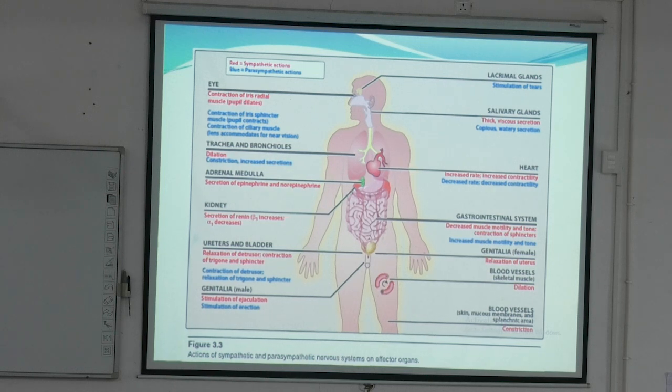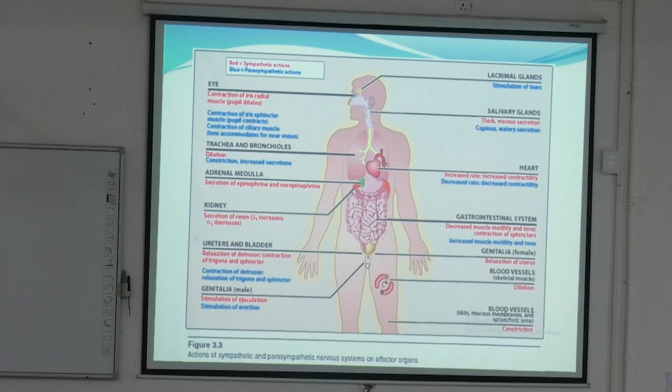the parasympathetic innervation. So when there is parasympathetic stimulation, there is more secretion from the bronchi. But less secretion occurs when there is sympathetic stimulation. In the adrenal medulla, there is secretion of epinephrine and norepinephrine, with no parasympathetic innervation. In the kidney, the same thing, secretion of renin occurs due to sympathetic innervation. Ureter and bladder, again, due to the sympathetic actions, relaxation of the detrusor and contraction of the bladder trigone and sphincter occurs. And due to the parasympathetic action, contraction of the detrusor occurs, just opposite, and relaxation of the trigone and sphincter occurs, just opposite.